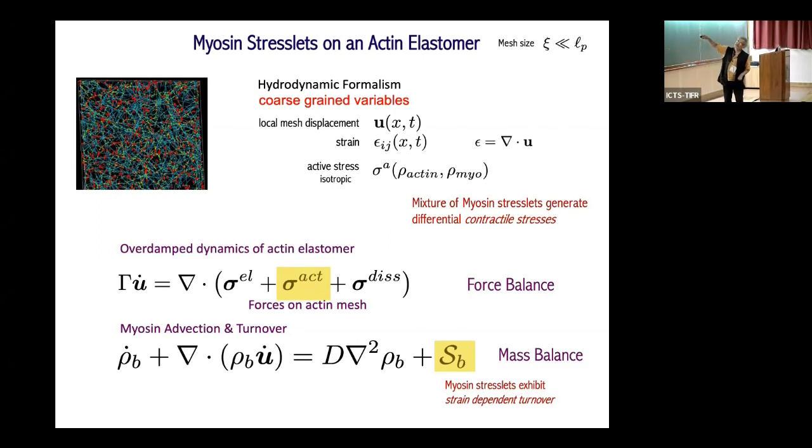And that sigma active is where the active physics goes in. The rest of the things are purely thermal passive terms. Next, you have myosin, which binds and unbinds. So bound myosin is advected by the velocity of the mesh. There is potentially a diffusion term, which we will take to be small. And then there's a turnover, namely the binding and unbinding, which is strain dependent. Okay, so these are the set of equations.